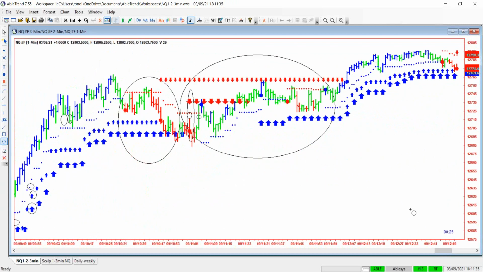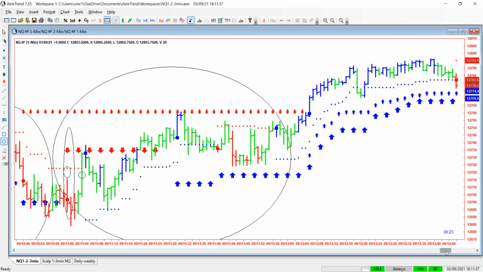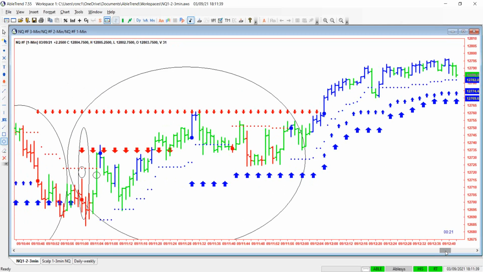Well, we avoided that mess. You know what it's like to be able to avoid half the chop of the day? Because part of the day is just flat. It doesn't trend all day long. It would be simple then. Everybody would be a winner. You never lose. But if we can eliminate half the chop, we're way ahead of everybody else.